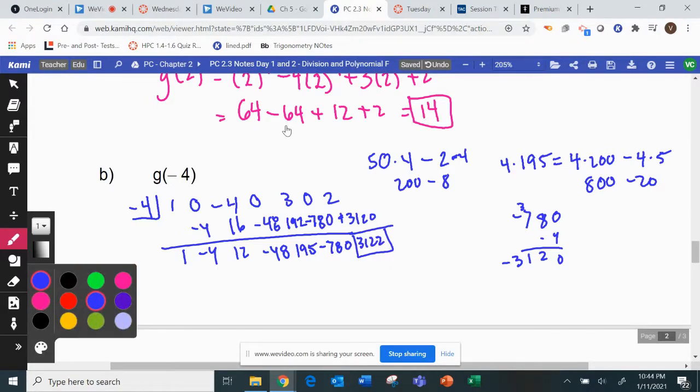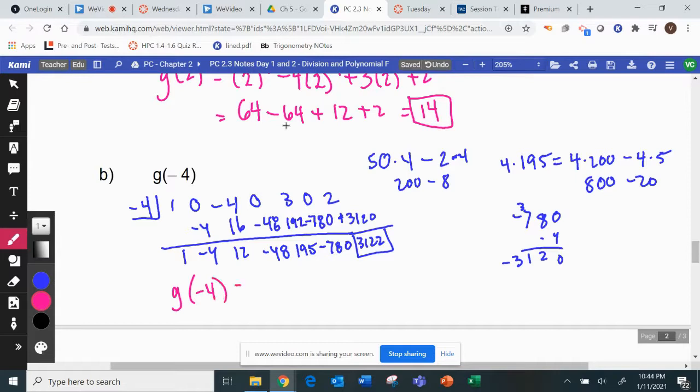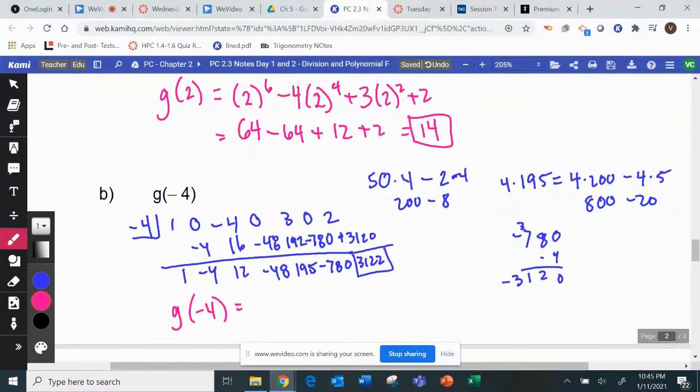All right, going to check my answer with another method. So we'll have g of negative 4 equals negative 4 to the 6 minus 4 times negative 4 to the 4th plus 3 times negative 4 squared plus 2. I am going to cheat. I'm going to use my calculator. This video is already long enough. And I got 3122. There you go.